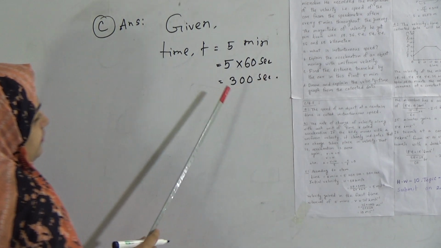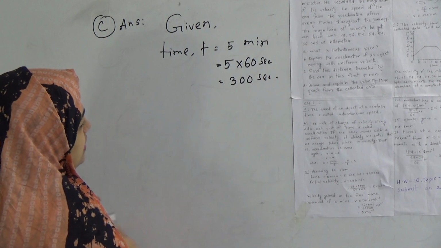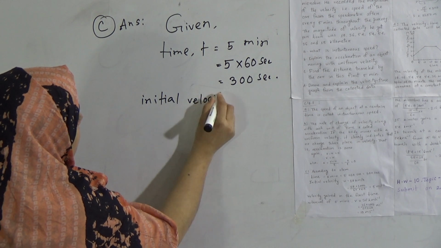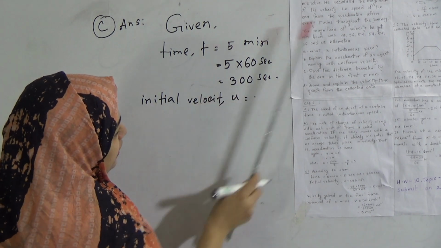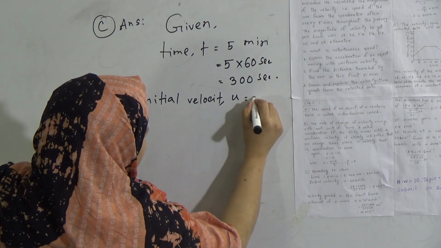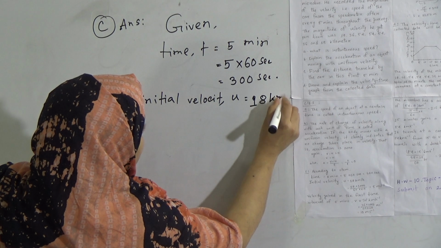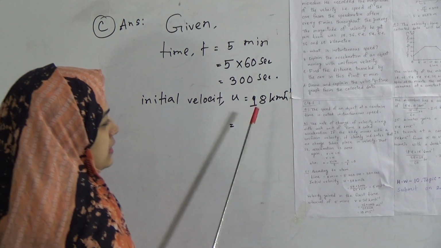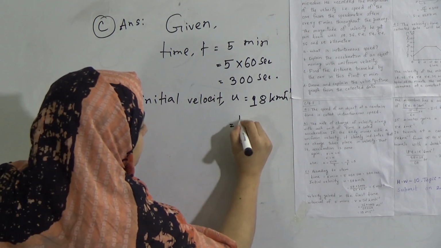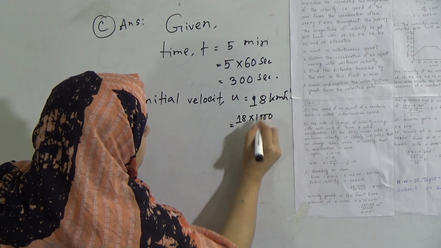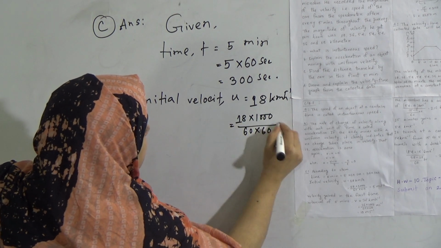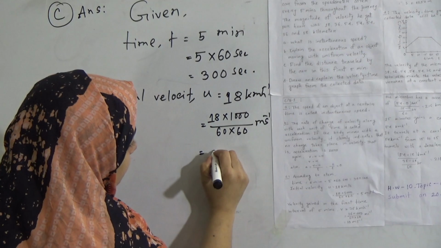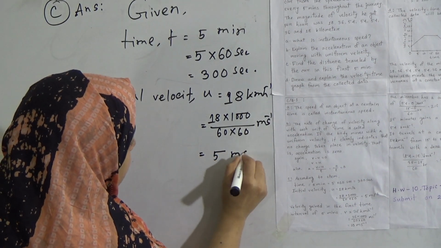Okay, and we have to write from here the initial velocity. That means u is here given 18 kilometer per hour. Here see per hour, so we have to convert this kilometer into meter and hour into second. That means 18 into 1000 divided by 60 into 60. It will be meter per second now. And from this calculation we get 5 meter per second.